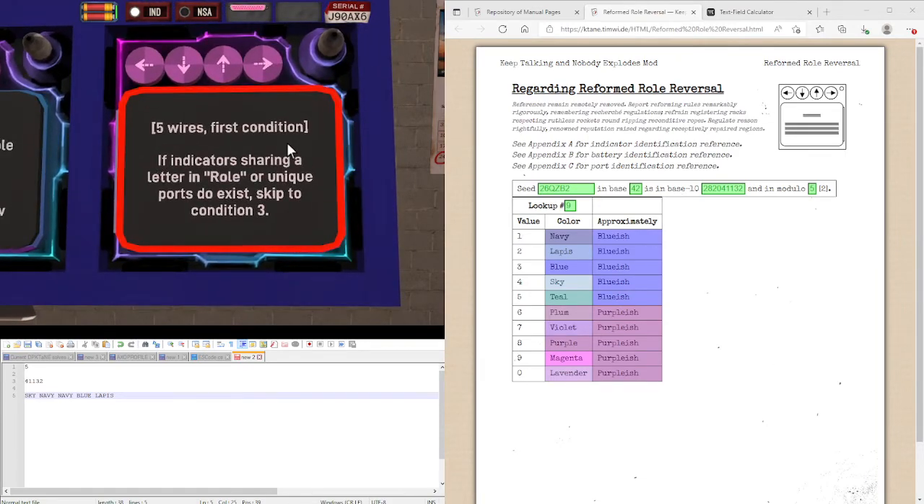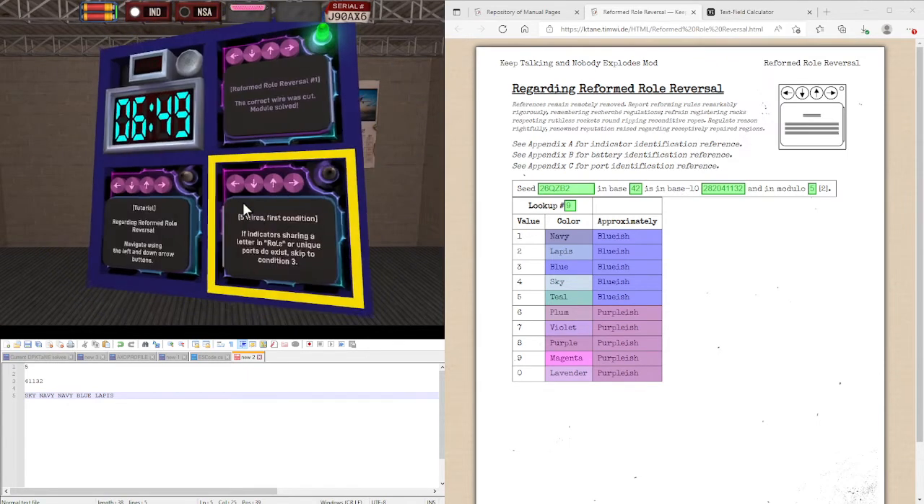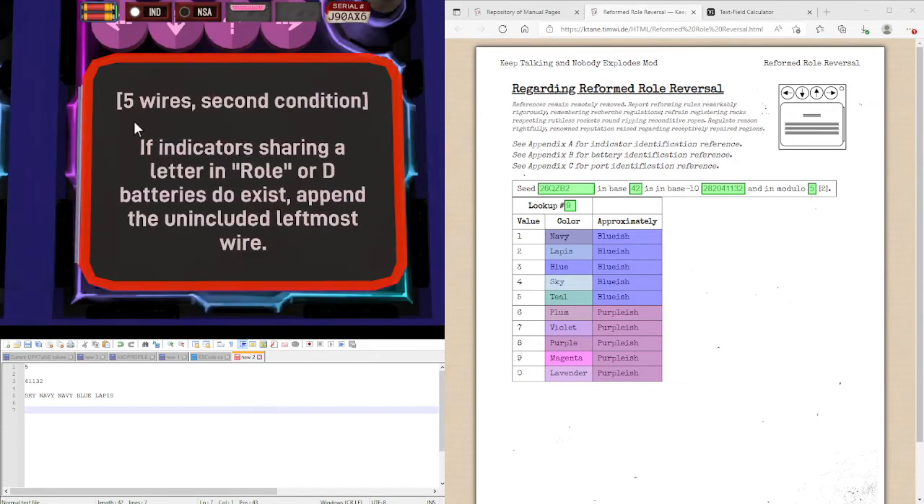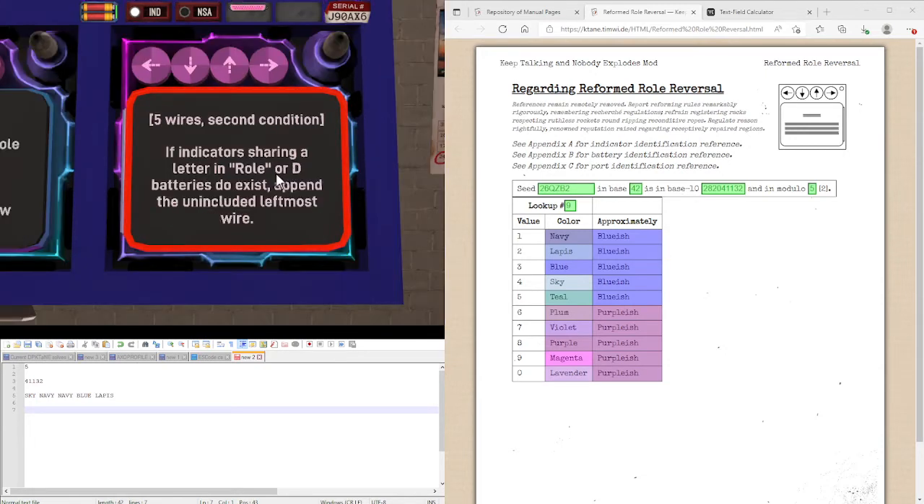If an indicator is showing a letter in the word ROLL, we have IND and NSA. So we can type these in here, if you're using Upper++. ROLA. Do we have any matching letters? No. So this is false, so we now go to condition 2. If an indicator is showing a letter in ROLL or D batteries do exist, this means one or the other. Since we already know the indicators don't share a letter with ROLL, and we can see D batteries do not exist, we only have double A's. We can skip to the next one.